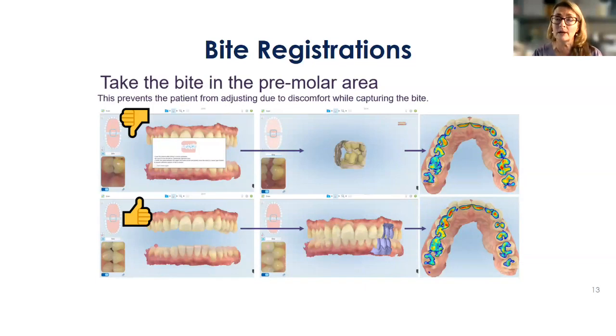Ideally, I would take the bite registration before preparation, right? You could do a pre-treatment scan, the opposing scan, and then your bite registration, either before the patient has ever been anesthetized or shortly thereafter when they're still pretty comfortable. So, the premolar area, instead of completely back to the second molars, is just much, much more comfortable for the patient.